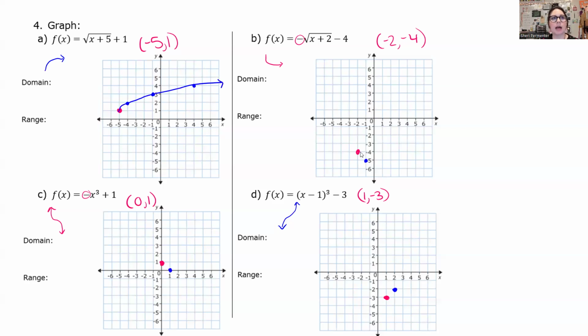The next one, I can go over 1, down 1. The next perfect square, over 4, down 2. So remember, we want to go perfect squares. I don't think that I can go over 9. 7, 8. Oh, maybe I can. So 2, 4, 5, 6, 7, 8, 9, and down 3.